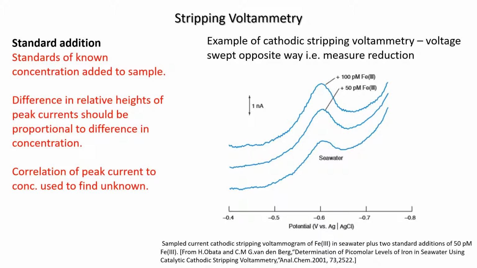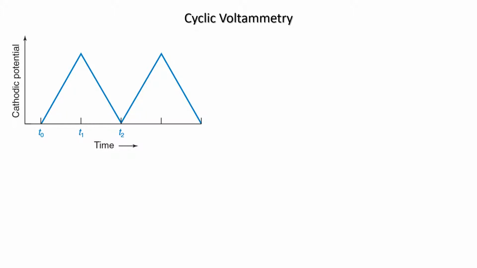So here the difference in concentration between 100 parts per million iron 3 solution and 50 parts per million iron 3 solution should be 50 parts per million. Correlation to this peak current height and concentration can be used to find the concentration of the unknown. You would have encountered cyclic voltammetry before in the course with Andrew.